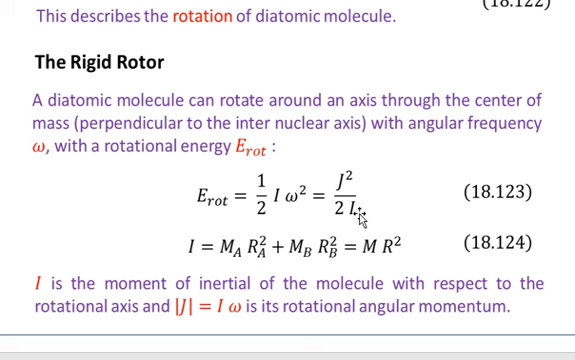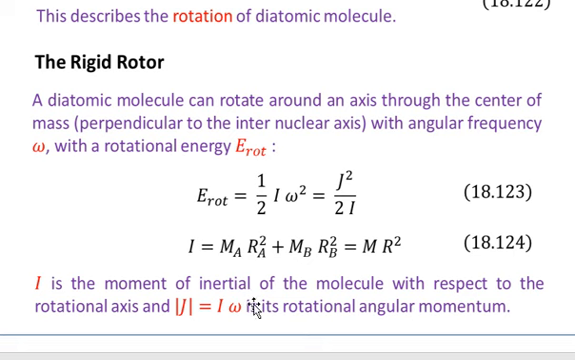where this I, which is the moment of inertia, is simply given by I equal to M_A R_A square plus M_B R_B square. And if you represent this equation in terms of the reduced mass of the problem, and from the geometry of the problem given on the next page, you can immediately write the value of I to be equal to M times R square, where M is the reduced mass of the problem, and the reduced mass of the two nuclei has been defined earlier.